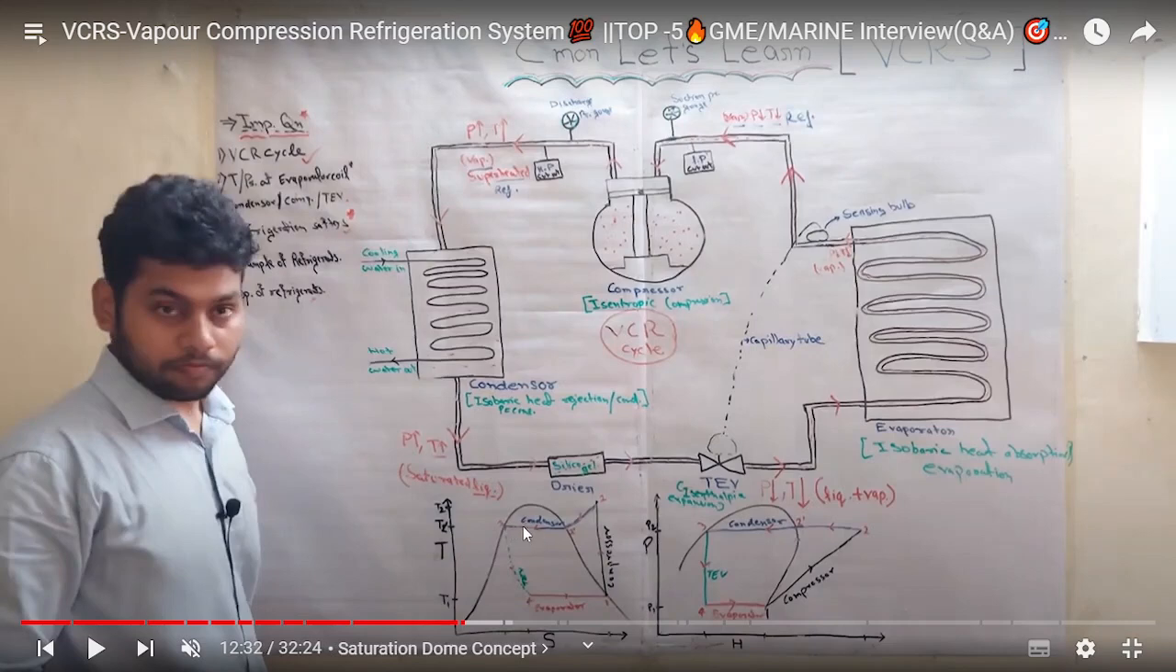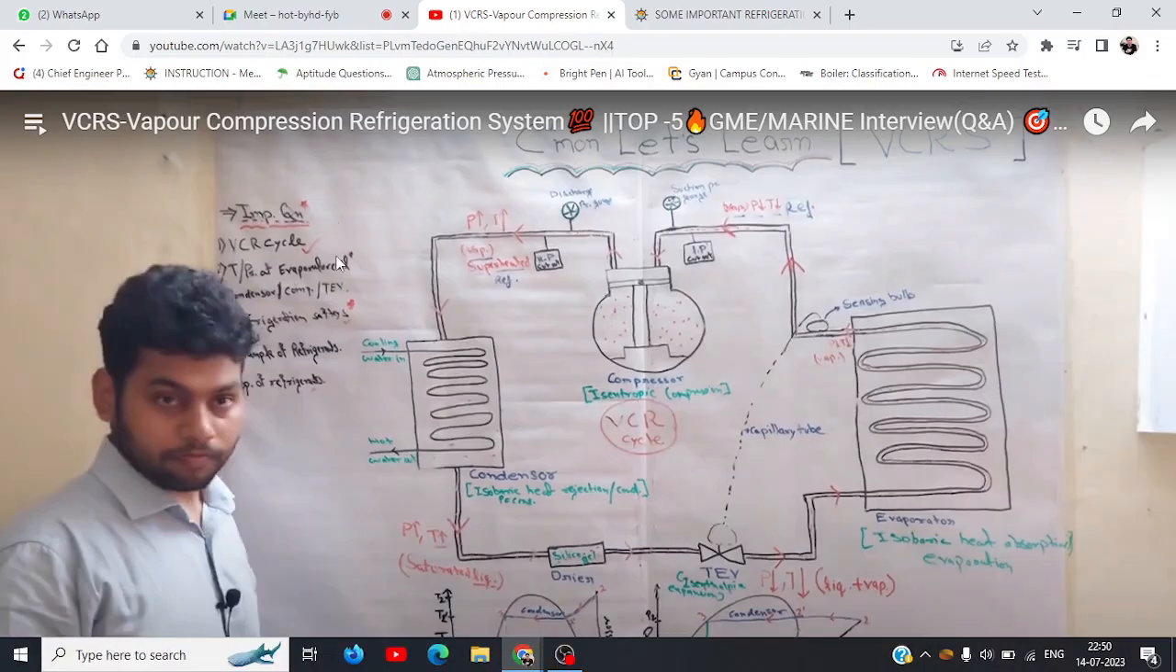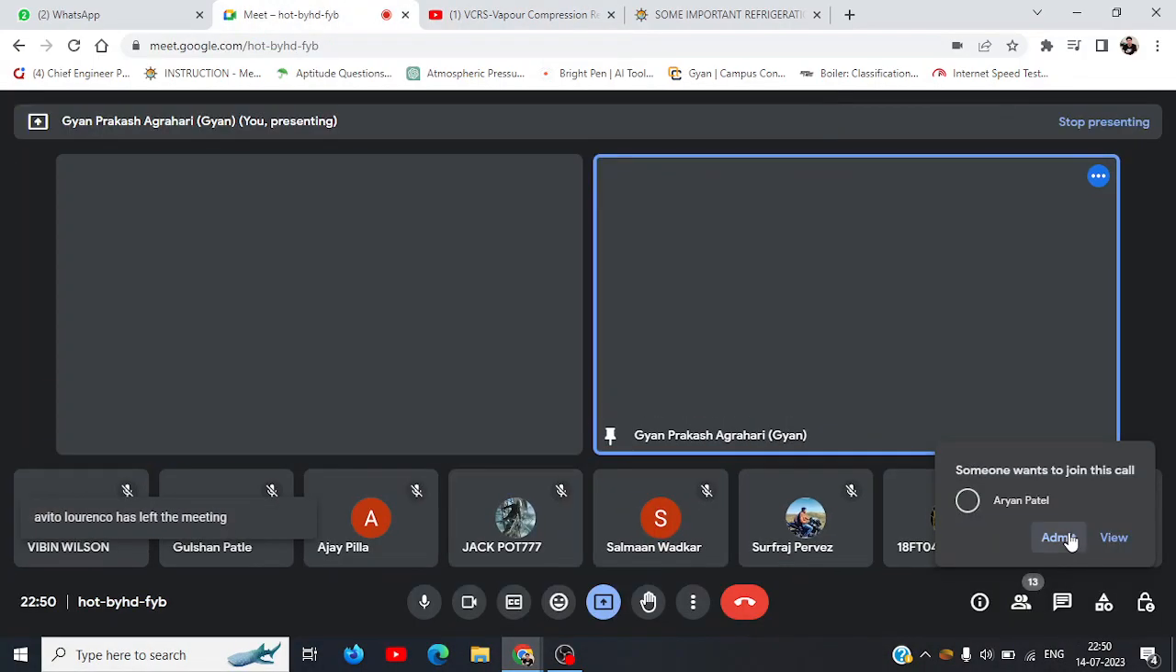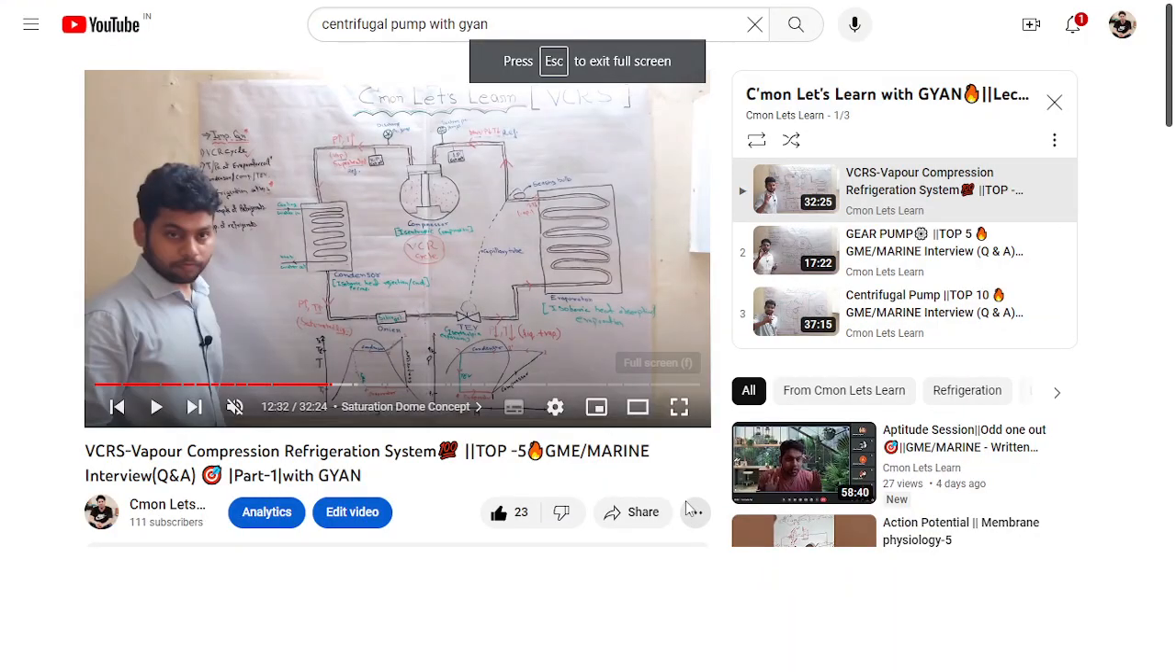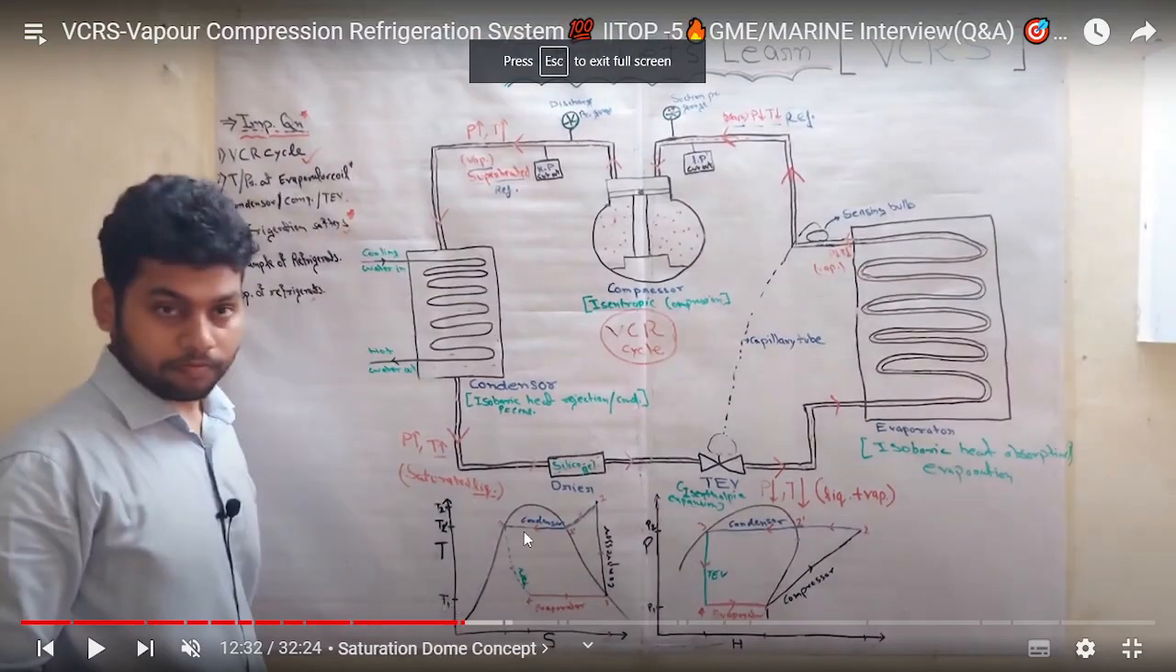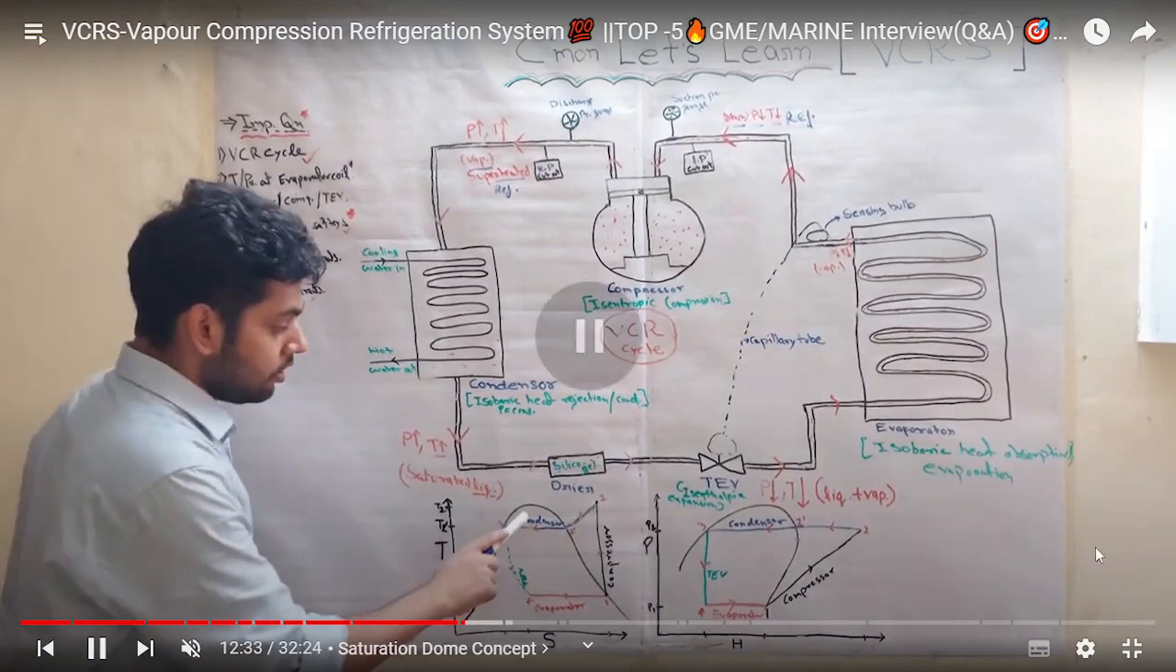In this region there is a mixture of both vapor and liquid. So this mixture is known as wet steam. There will be some vapor and there will be some liquid, and it is also known as dry saturated steam.